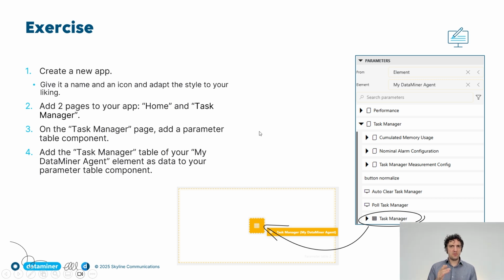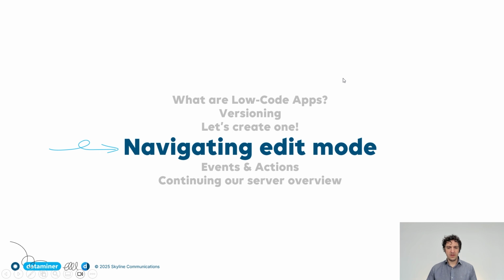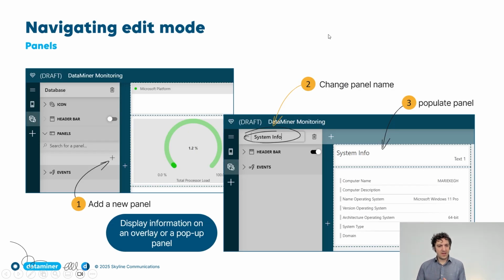Right, if you need to catch up, pause here, and then we'll get on to the next part, which is how to navigate the edit mode, particularly the new things compared to dashboards. So navigating edit mode, we have our pages, we've seen that, but we also have panels that we can add. So when we're on a page, you'll find a section called panels, and we can actually add panels through there, change their names, and again, populate those panels in the same way we populate a page or a dashboard.